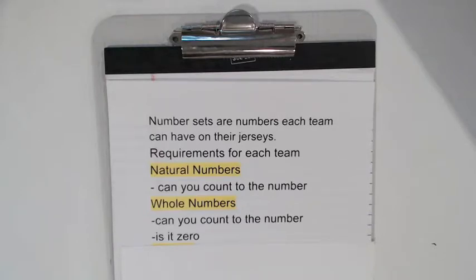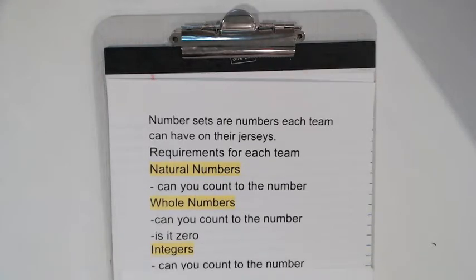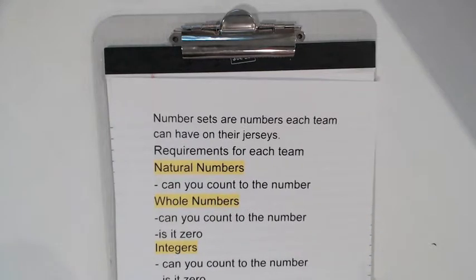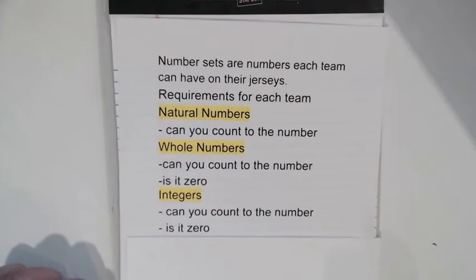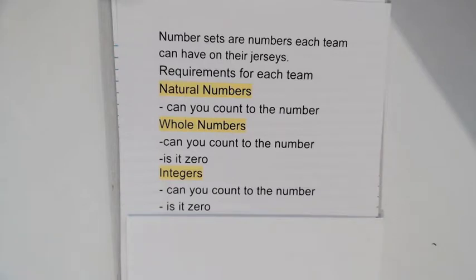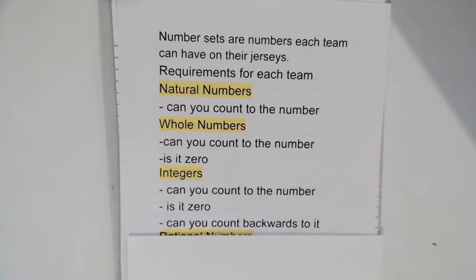We're going to create a whole new team called integers. Integers have all the natural numbers in them, all the ones that you can count to. That means you can have 55 on your jersey. You can also have 0 on your jersey. That is the normal number you can have on there. But we're going to have some special numbers that you can only have if you are on the integers team. And those special numbers are negative numbers. Numbers you can count backwards to.